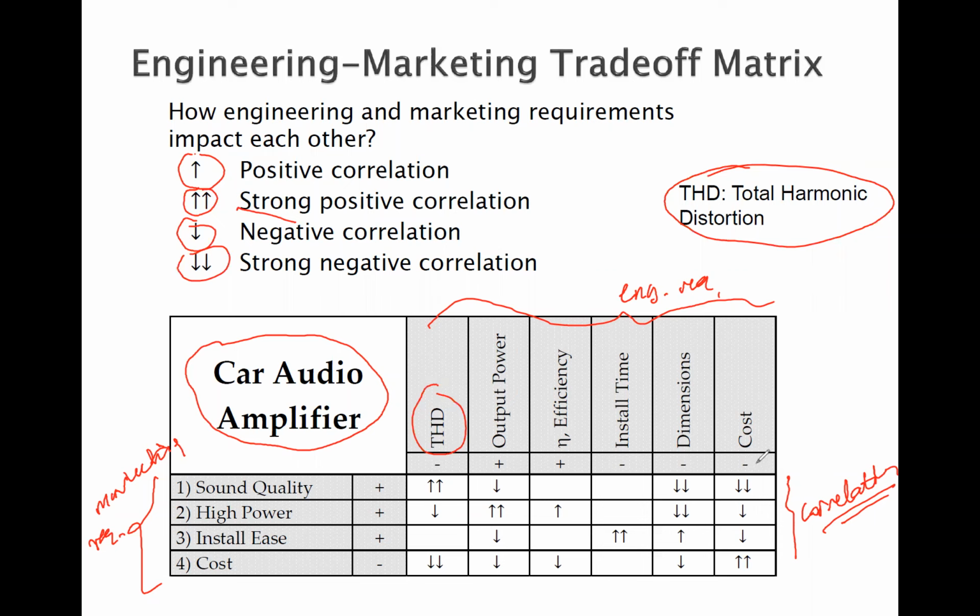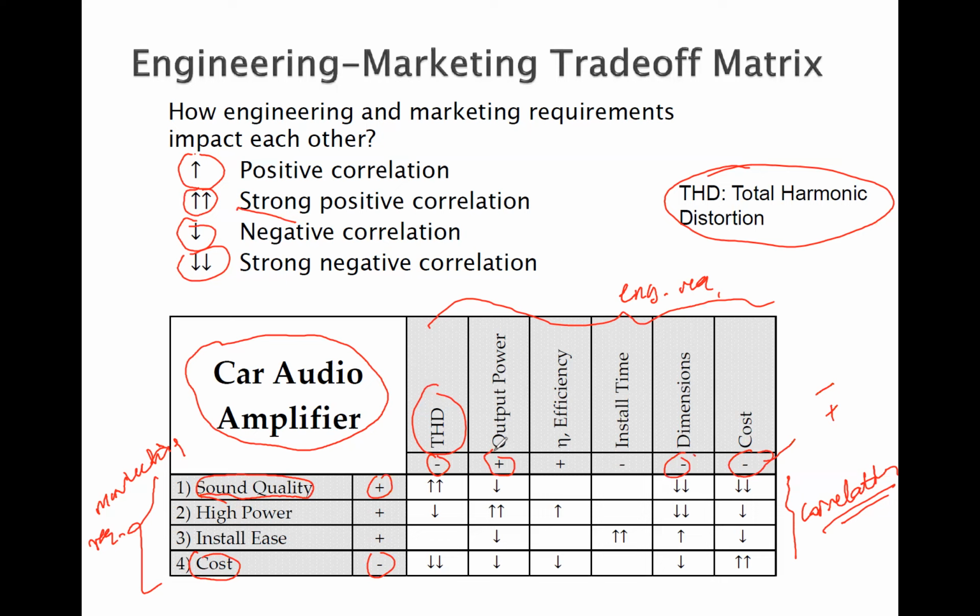And here you can see symbols, minus or plus. Minus means that increasing that requirement is not desired. If it is positive, then increasing that requirement is desired. So simply, we would like to have better sound quality, so we use plus. We'd like to minimize the cost, so we use minus. Similarly, we'd like to minimize total harmonic distortion, so that's minus. We'd like to maximize the output power, so we use plus. So here you can see the correlation.